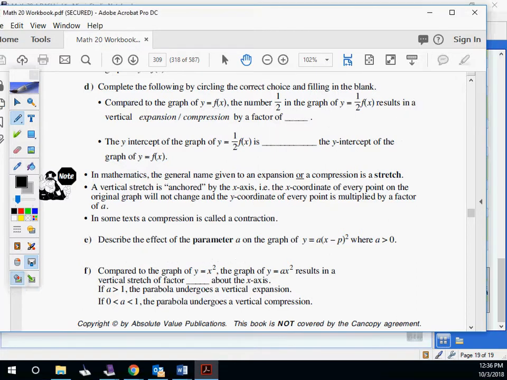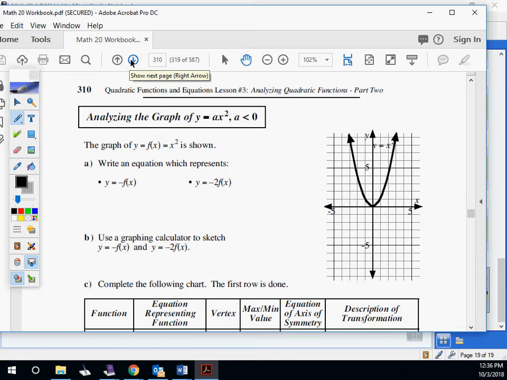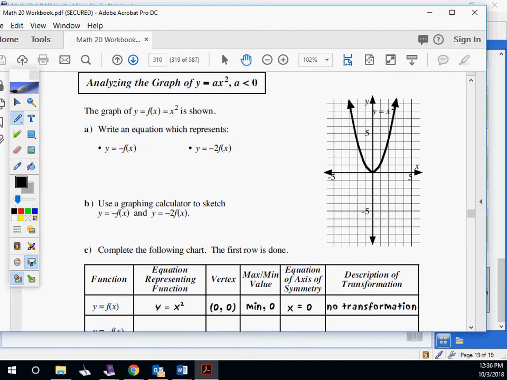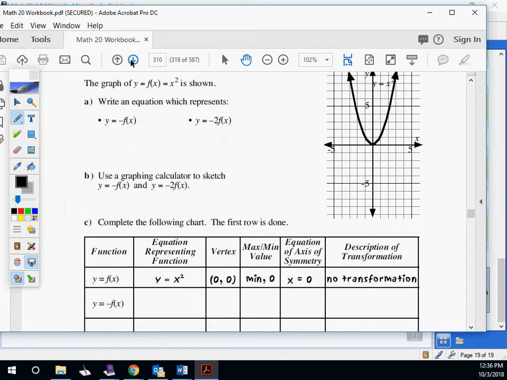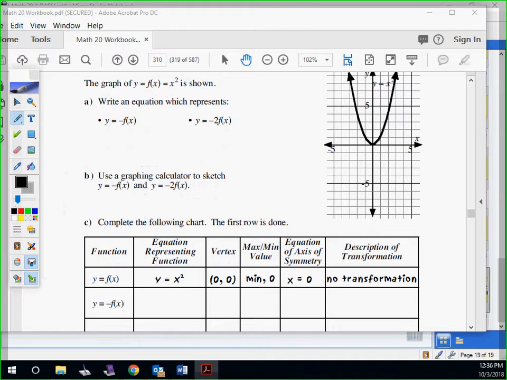All right, let's keep on going here. Let's look at the negative now. Analyze the graph when a is less than 0. So we're going to rewrite negative f of x. We're going to write y equals negative x squared, and y equals negative 2x squared. You guys put those in your graphing calculators. We're just going to sketch them together.